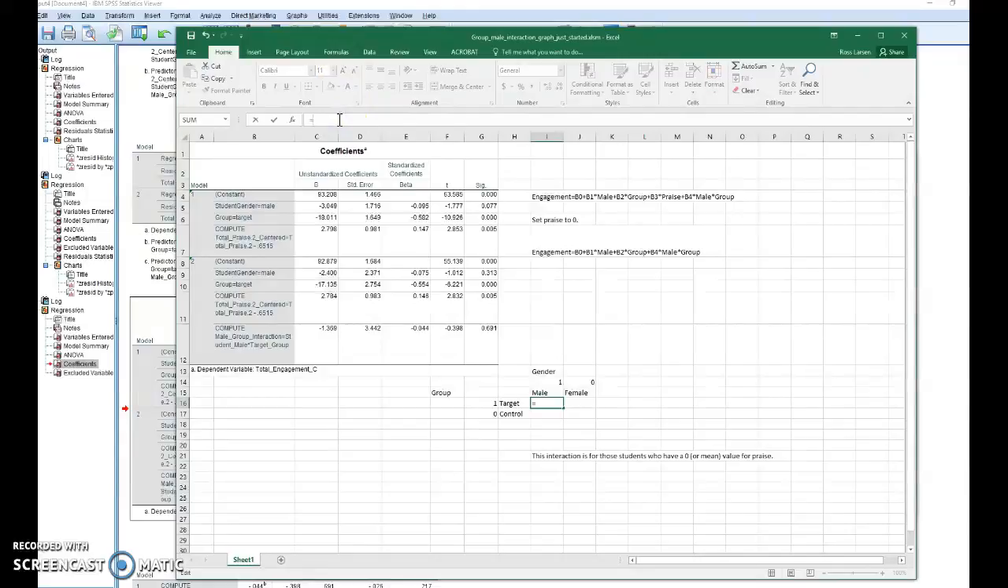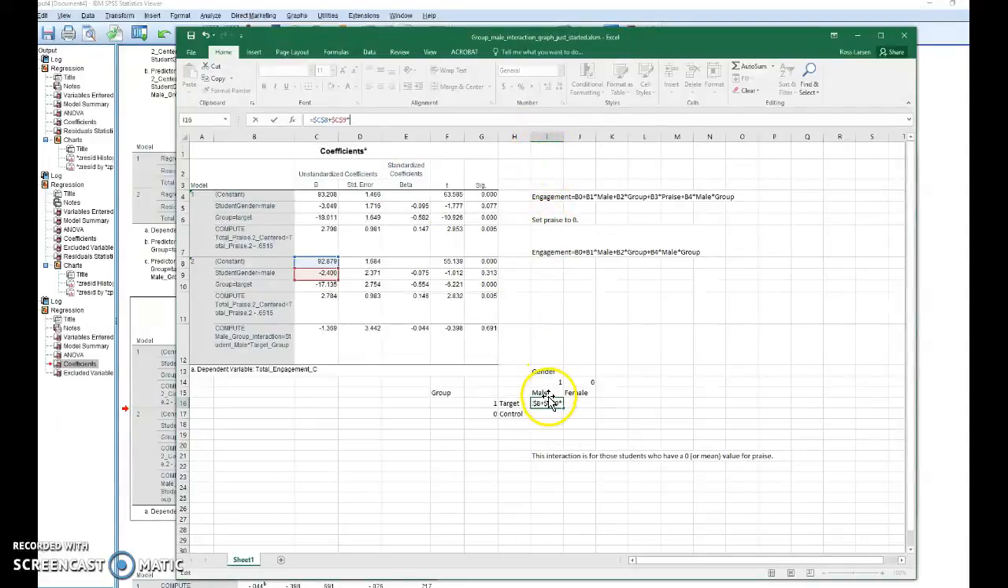So I put in equals, and I want to plug in this equation as close as possible. So I want to plug in beta naught. I don't want to plug in the actual letter beta naught. I want to plug in the value that corresponds to the intercept, which is 92.879. So I just click on the cell, and then I'm going to put dollar signs around the C and the 8 to hold that cell constant, plus beta 1 male. So the beta 1 is right there, so I'm going to click there, put little dollar signs to hold those constant, times the value for male in this column in column I.